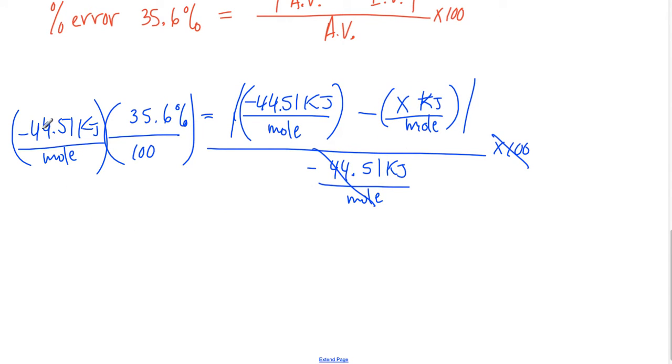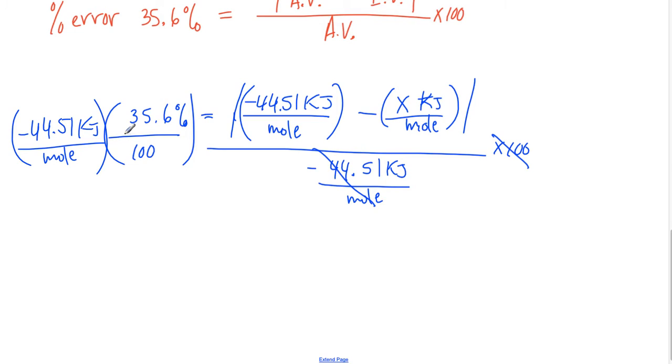You add x kilojoules to this side. You divide this negative 44. Excuse me, you have to look at your units. So these are in the same units. So you actually subtract. So this number ends up equaling, let me just look at my math.